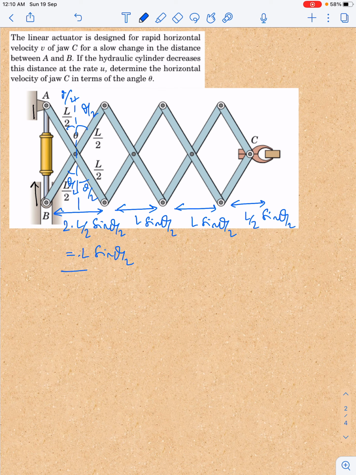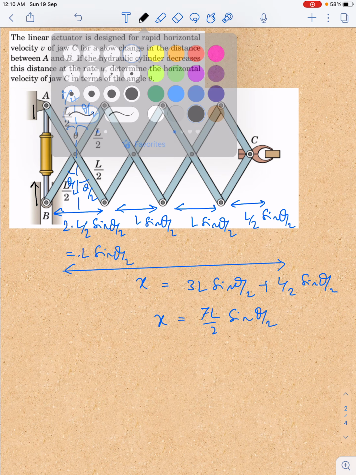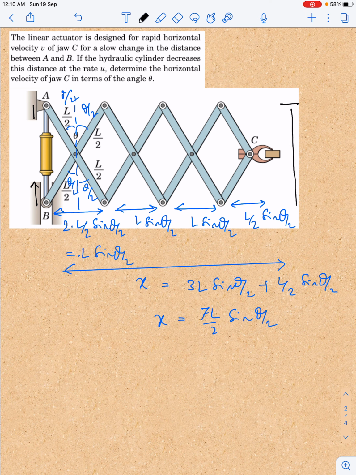If I consider this whole distance as x, I can write x equal to 3L sine theta by 2 plus L by 2 sine theta by 2. On a net it becomes 7L by 2 sine of theta by 2. This is the value of x. Now let us think about y. What is y here? Y is very simple. This is y actually. Now we will calculate the value of y also. How much will y come? Y is coming to be 2 into L by 2 cos of theta by 2.